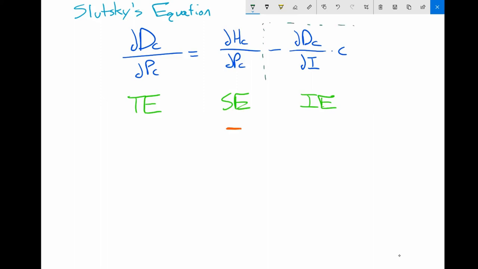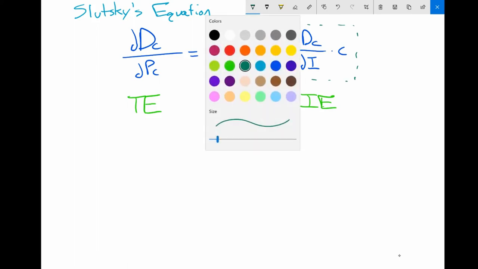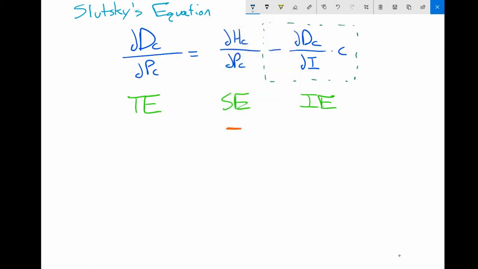This term here is our income effect. This is where it gets interesting. Now you can see this elasticity embedded in the math. Remember, income elasticity of demand is equal to the derivative of demand with respect to income times income divided by demand. And so we can see the effect of income on demand in the equation.